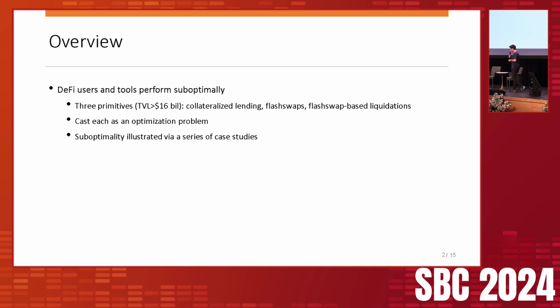And the last primitive is flash swap-based liquidations. Some lending platforms allow people to liquidate unhealthy debt positions, and some liquidators use flash swaps for that purpose, so that people that do not have the upfront capital to liquidate a position could still perform liquidations.